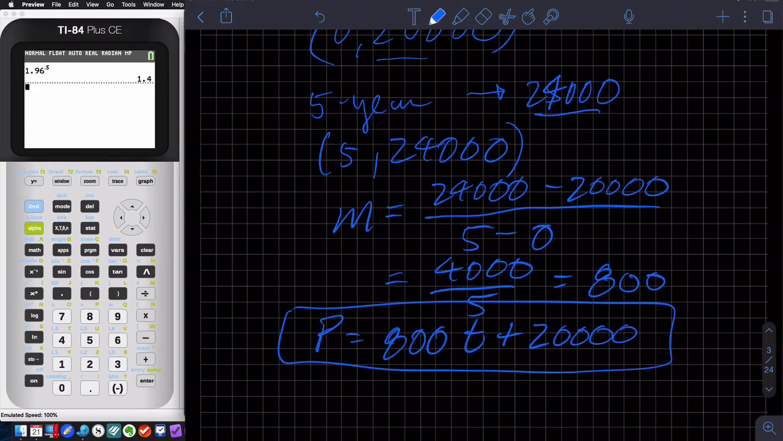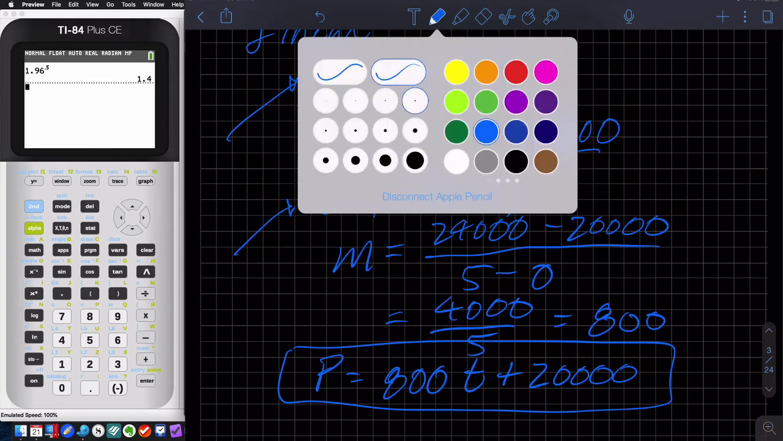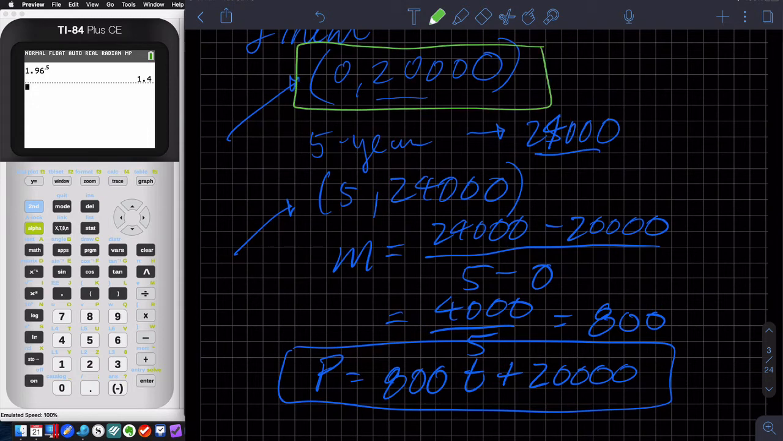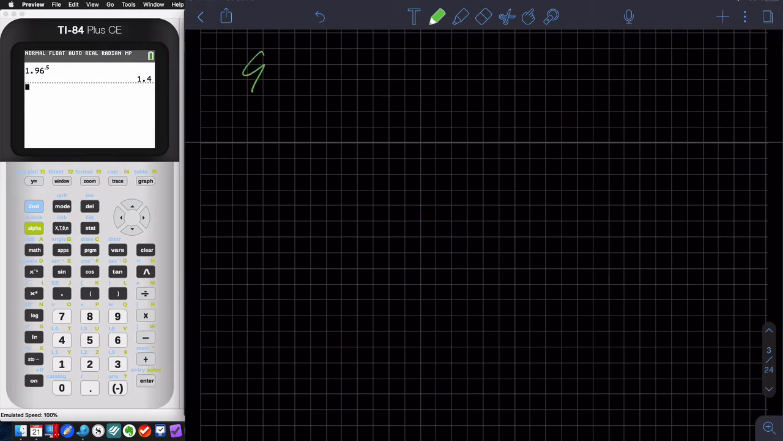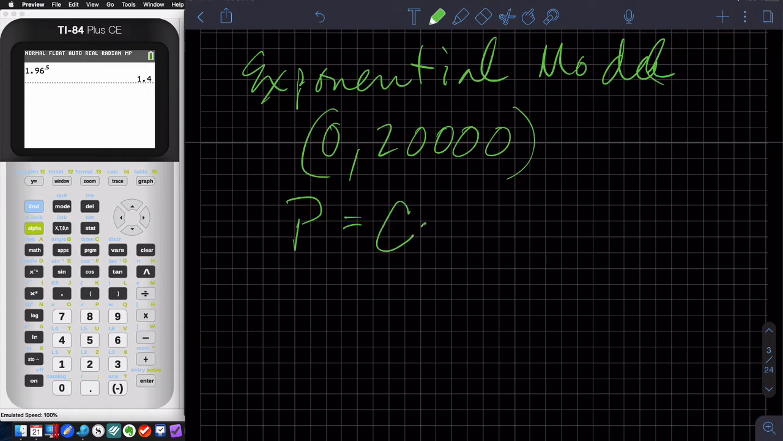If we're going to build an exponential model, and you'll need to pay attention to this and know how to do it, we can build an exponential model with 2 points if one of our points is our starting value. If one of our points is not the starting value, it's going to be super complicated to write out the function. But if one of these is our initial amount, it makes it significantly easier. So our exponential model starts out with our initial value, which is 0, 20,000. It's also our y-intercept. And so my general form of my equation looks like this: P equals C times A to the T, where C is my initial amount and A is my growth factor, because we know we're growing in this particular case.